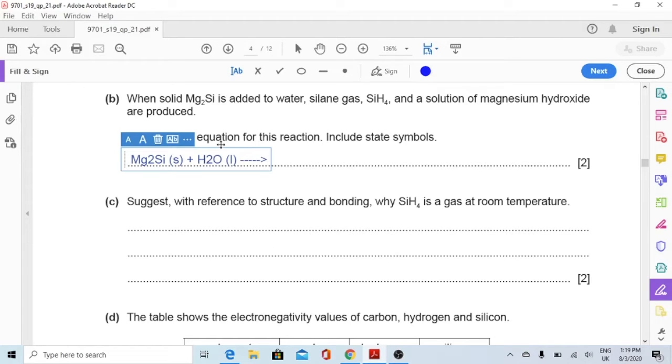silane gas, which is SiH4, and it's in a gaseous state, plus a solution of magnesium hydroxide is produced. So magnesium hydroxide is Mg(OH)2, and a solution means it's in aqueous state. Now you have to balance this again. Balancing is an important part. So over here I'll write 4 and over here I'll write 2.